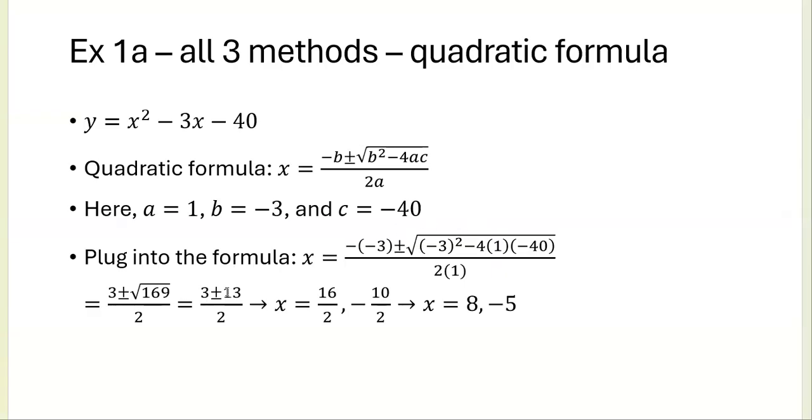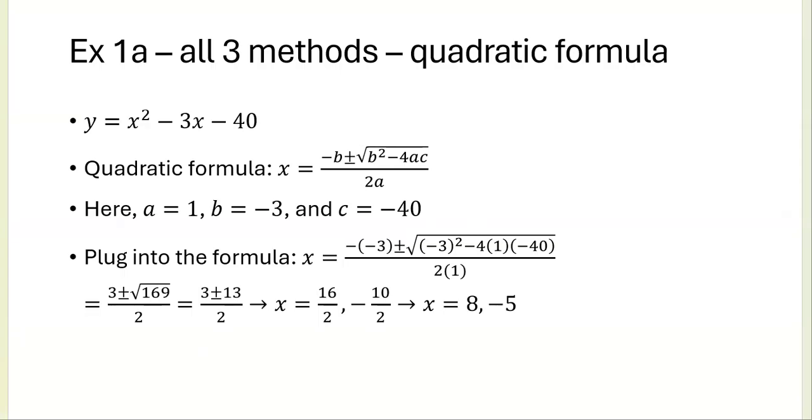Anyway, so that's 13. So it could be 3 plus 13 over 2, which is 16 over 2, or 3 minus 13 over 2, which is negative 10 over 2. So our answer is x is 8 or x is negative 5. Okay? This is from the quadratic formula.